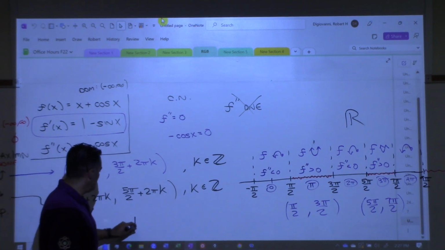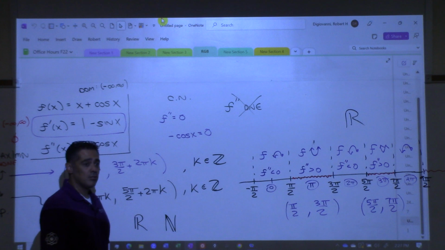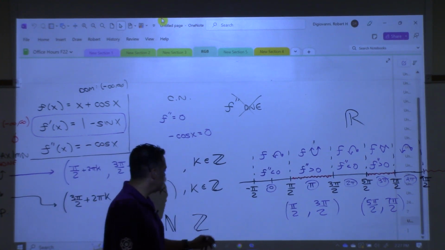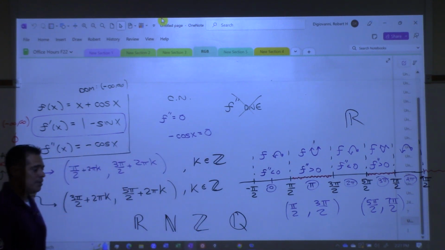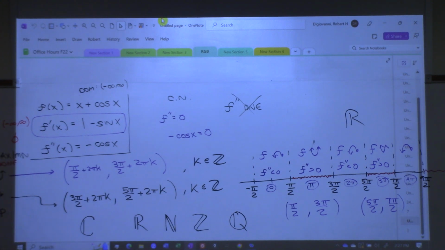We have double struck R for real numbers. Double struck N is the natural numbers. Double struck Z is the integers. Double struck Q is all rational numbers. Double struck C is the complex numbers. It's just a standard convention we use for representing sets of numbers.